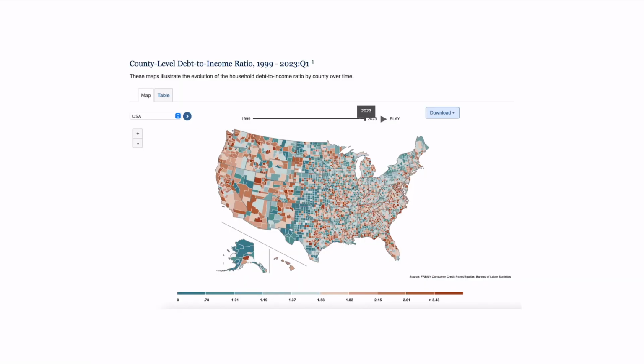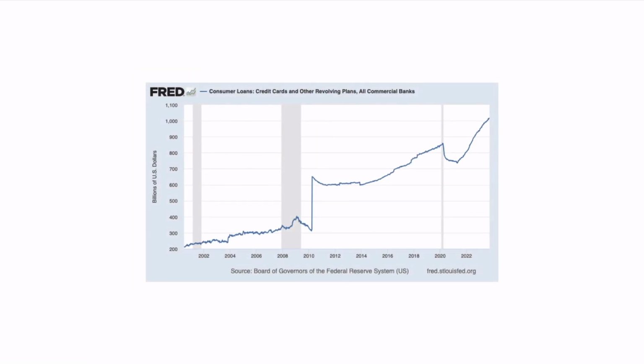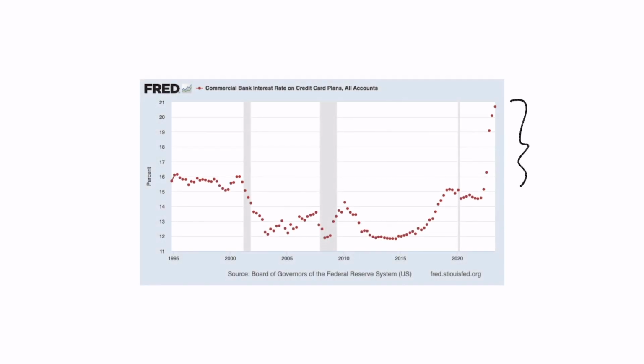And here's another FRED graph of revolving and non-revolving consumer credit, which doesn't include mortgages. Note the accounting change from 2010 that doubled the amount of consumer debt assets banks were required to report. Here's another FRED with the story of commercial bank credit card interest rates. Yes, that's a 140% increase over the last year.